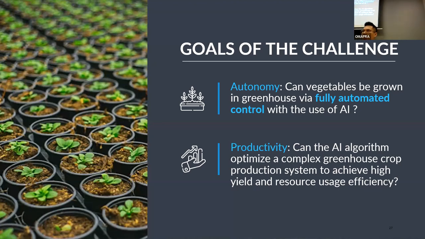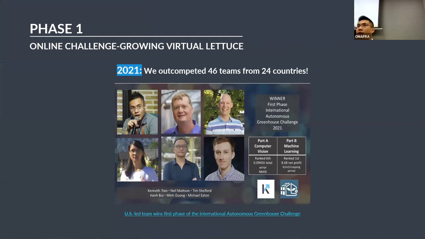So the goal of the autonomous greenhouse challenge in general is twofold. One is the autonomy. So can we automate all the tedious decision makings by humans with AI? And the second objective is productivity. Okay, automation is good, but can it be efficient? Can the AI make our crop production more productive? That is the second goal of the challenge.